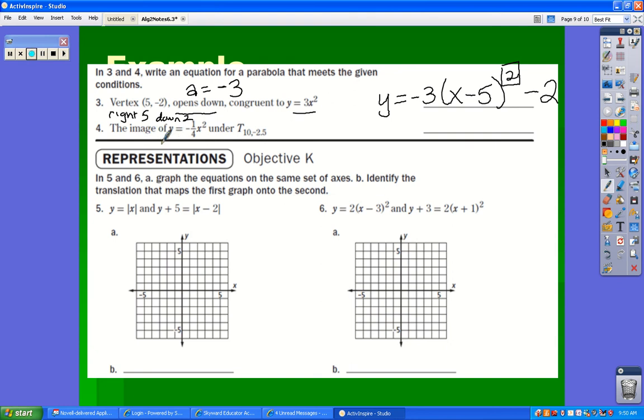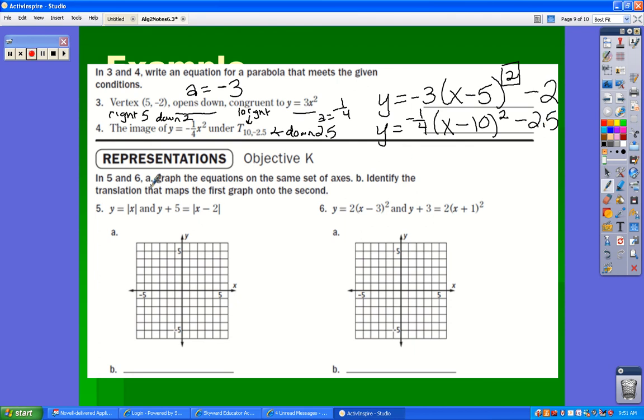Okay, this one says the image of y equals negative 1/4 x squared under this translation of 10 to the right and down 2.5. A here is negative 1/4. So I have y equals negative 1/4. I'm going to the right 10. Don't forget your squared. Down 2.5. There we have it.